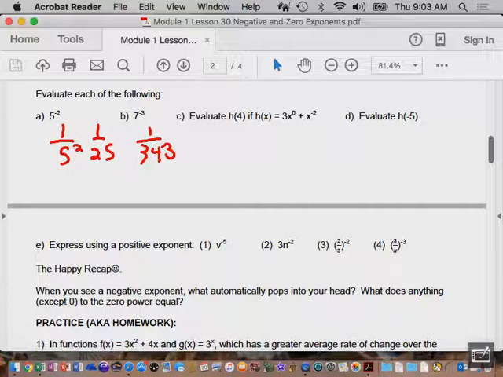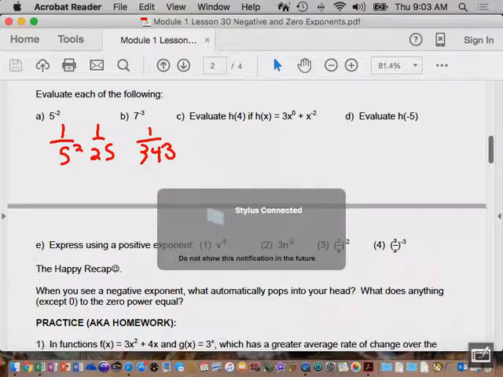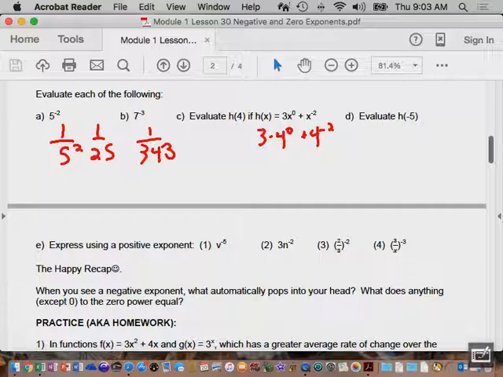Okay. Guys, everybody quiet. Look, the 4 is the input. So this means 3 times 4 to the 0 plus 4 to the negative 2. Anything to the 0 power is? 1. 3 times 1 is 3. Negative exponent. 1 over 4 to the 2. What's 4 to the 2? 16. So it's 3 and 1/16.